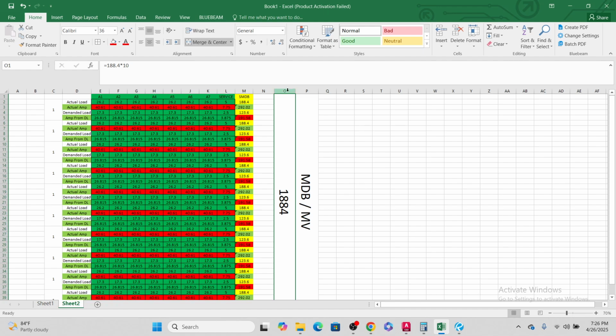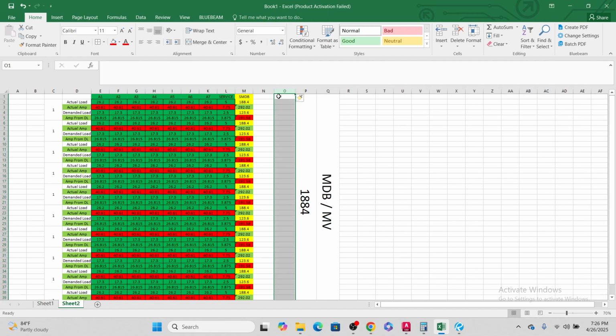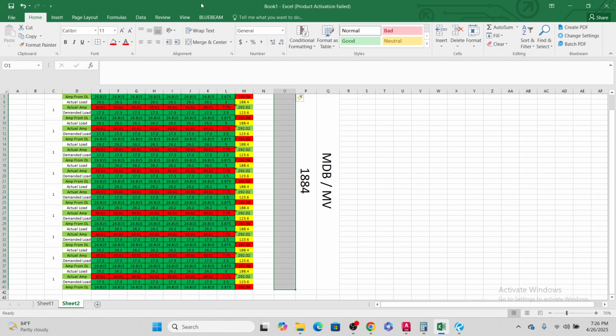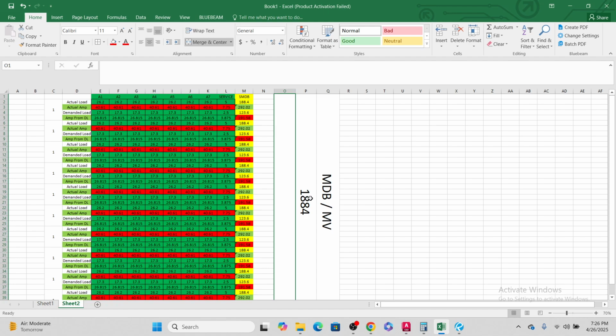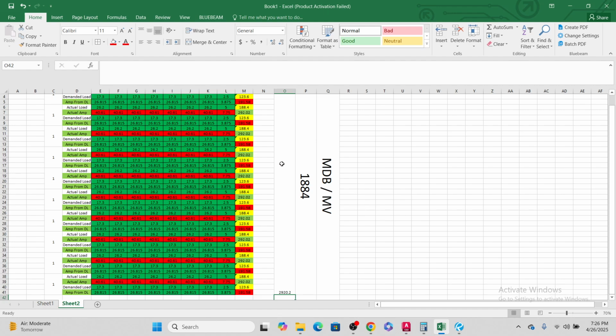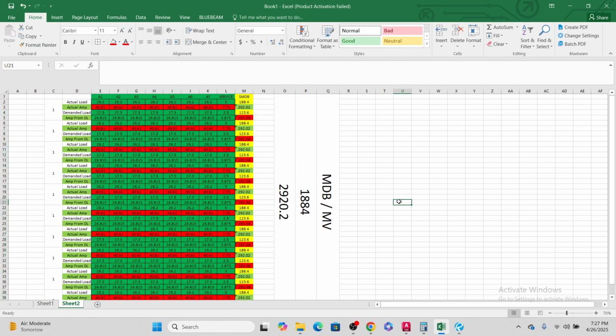So what will the ampere be? I will put another one. 1884, this one equals this into 1.55. Okay. Now this one I will format. Click from here to here. So 2900 something. So here what I took was from the actual load. The problem is we don't have to take the actual load, we have to go with the demanded load. So how much? 123.